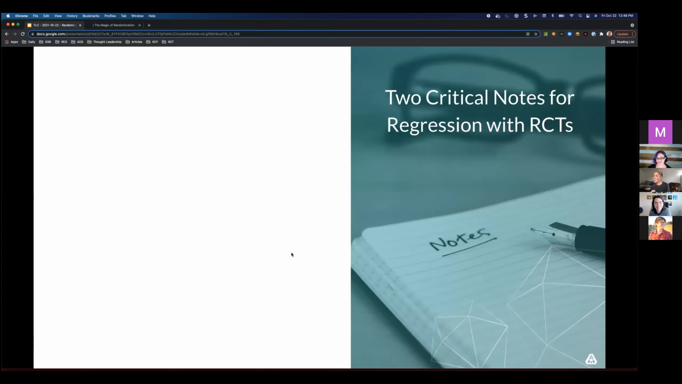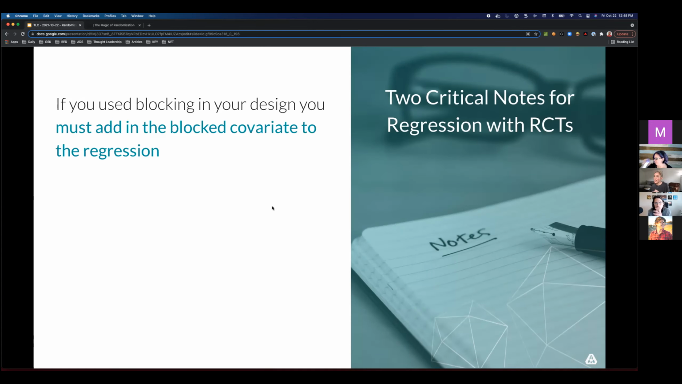Cool. So really now, 2 critical notes about using regression with your RCTs. Again, we talked about this, but if you used blocking or design, you have to add it into your regression because the regression has to be able to take those designations into account when reading everything out.